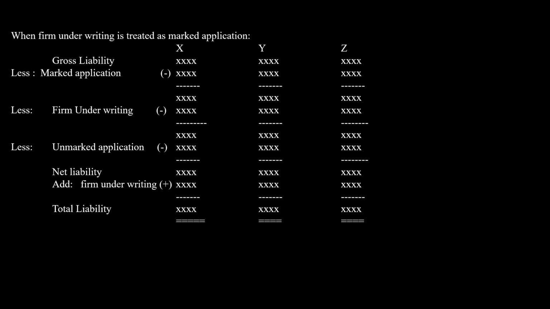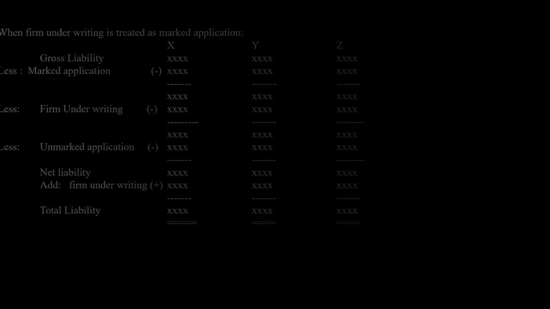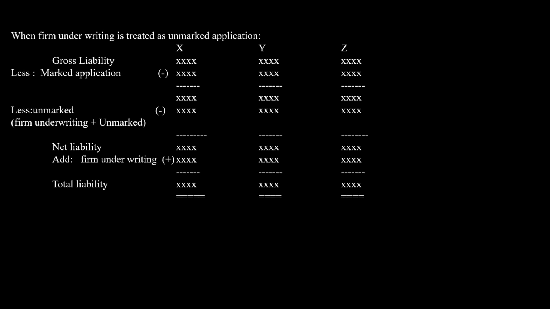Next method, where the firm underwriting will be treated as unmarked application. Now here, when the firm underwriting is treated as unmarked application, the format is as follows: the gross liability, minus the marked application. Then after minusing the marked application, you will minus your unmarked, not your firm underwriting separately, which means your firm underwriting put together with your unmarked, you will minus both together as unmarked. After minusing unmarked, the remainder will be net liability.